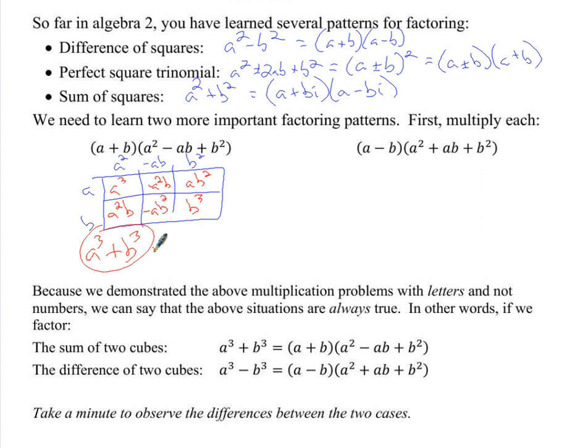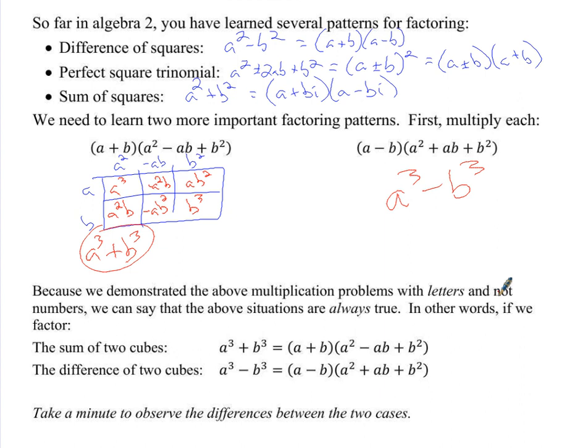Anyone want to take a guess on this one? No? It's not a to the third plus b to the third. That's what we got right there. It's a to the third minus b to the third. So without doing the multiplication, if you were to do the multiplication, you would get exactly a to the third minus b to the third.